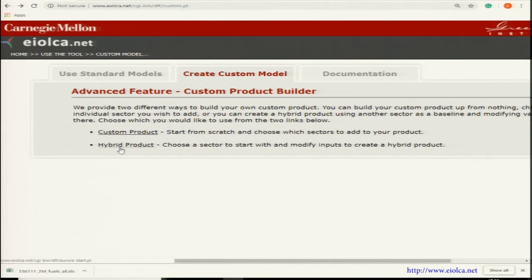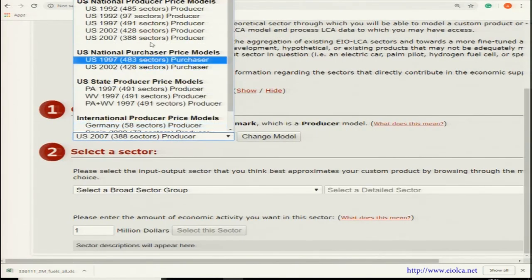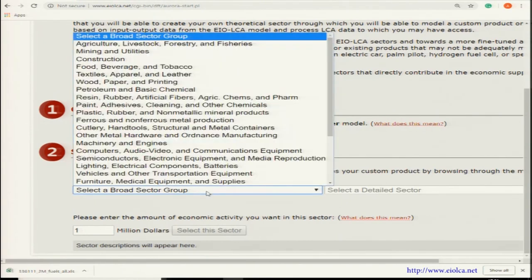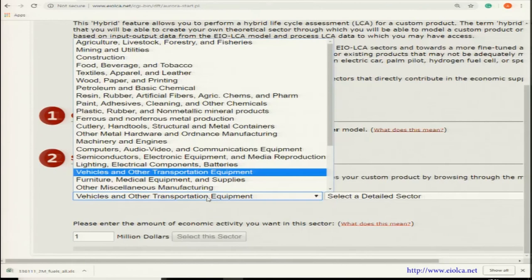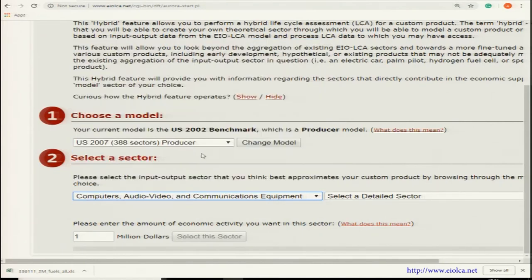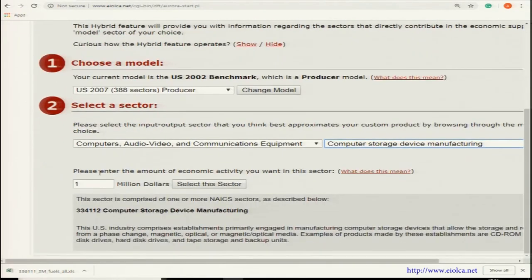In the same way we have hybrid product. In hybrid product we can choose a product, it has only two steps here. We choose a model and select a sector. Let me say again vehicles, or let me pick computers and audiovisual. Select a detailed sector. I need to have computer storage and manufacturing. Okay. What is the activity? Let me say $3 million.